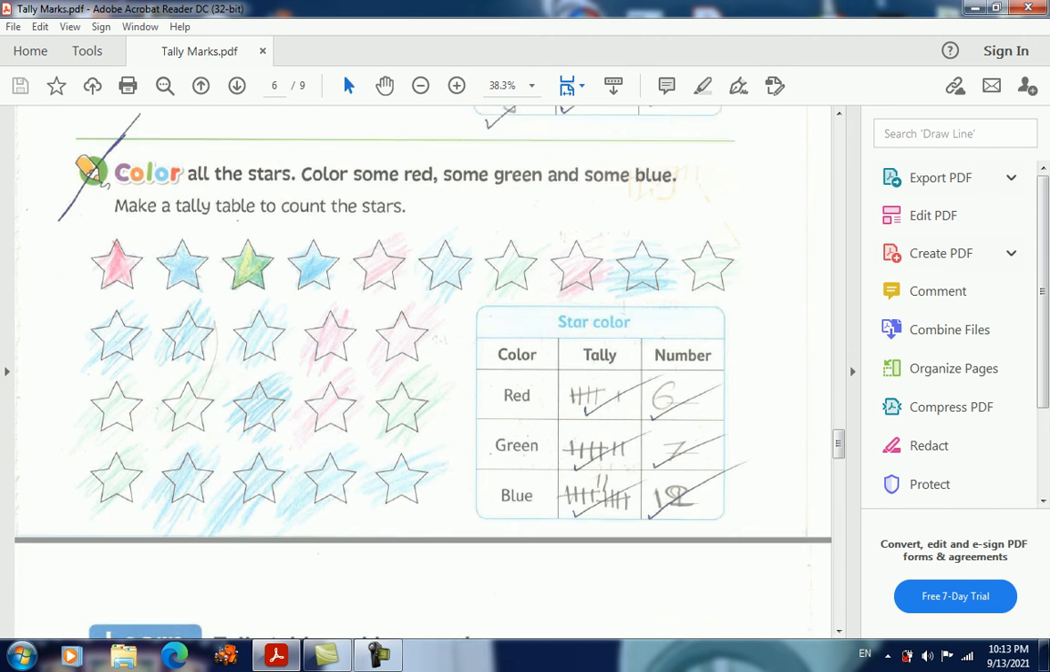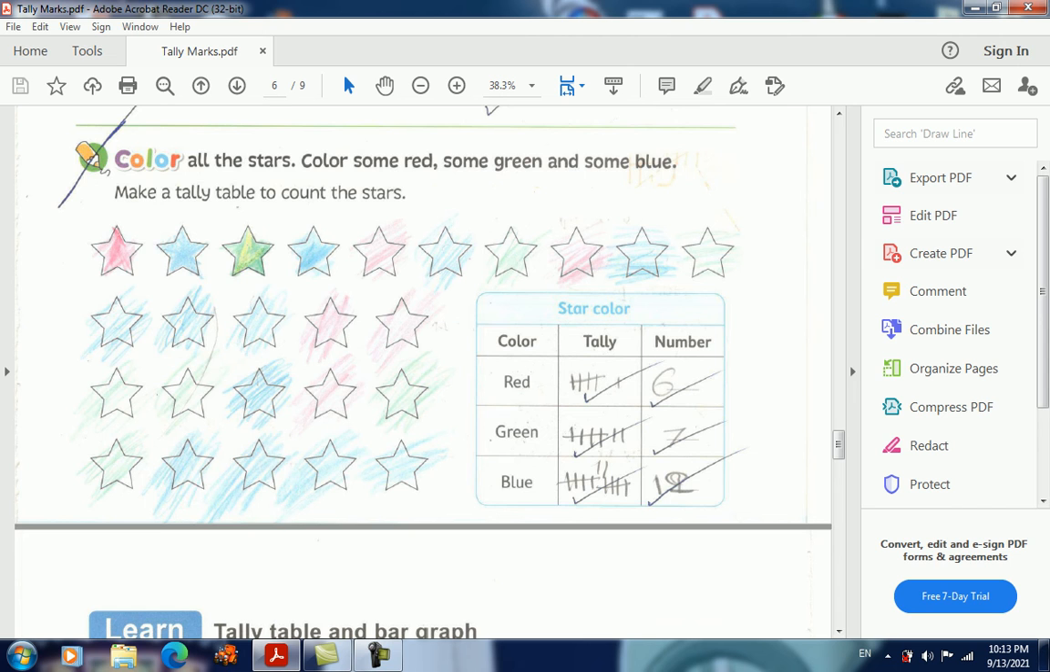And here they're asking you a very good question. Color all the stars. Color some red, some green, and some blue. Make a tally table to count the stars. Here they are not restricting you to any number. You draw whatever you like, or you color whatever you like, then you count.